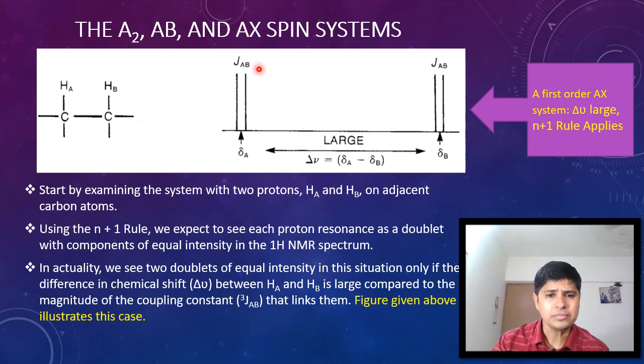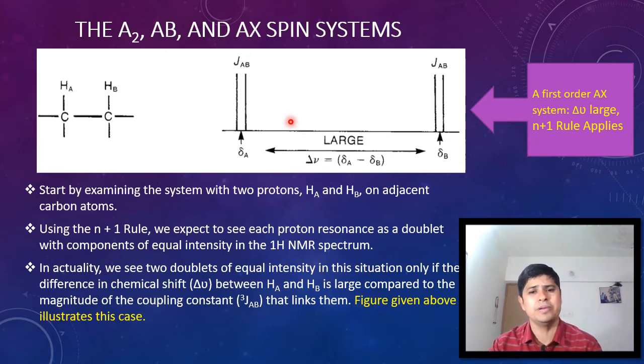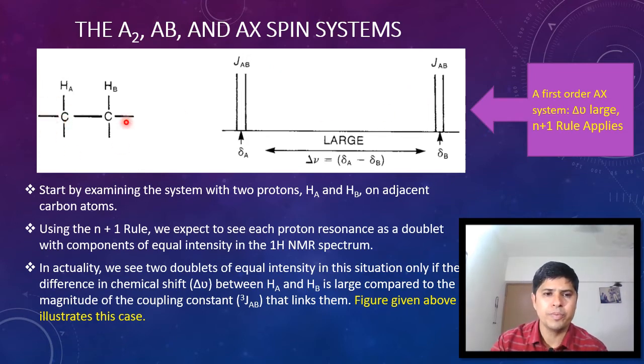So this figure is illustrating this case, that is, we are getting two doublets here. And this is a first order spectrum. Why are we getting this? Because this delta nu by J is larger. Now see, a first order AX system: delta nu is large, the n plus 1 rule applies. So this will be an AX spin system.